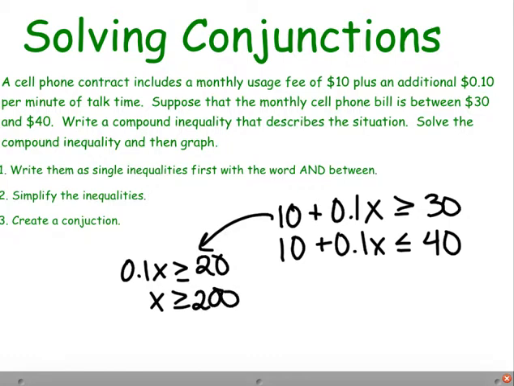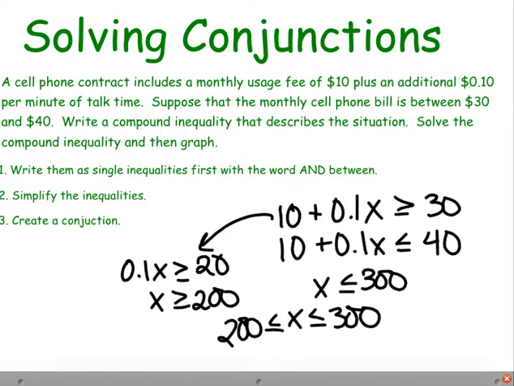And same idea with the second one, but we get x is less than or equal to 300. So we can combine them to say my talk time is between 200 included and 300. And we can put that on a graph.